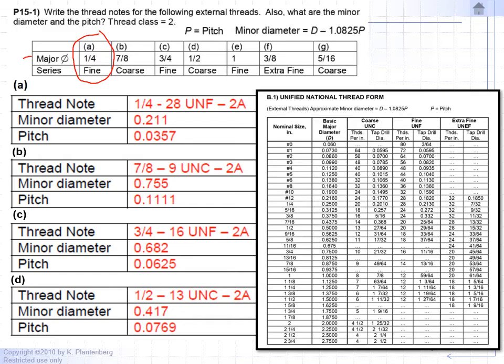So let's take a look at the table on the right. You'll find this table in the back of your textbook. We're going to look down to 1/4. Anything that is 1/4 and higher will be using a whole number or fraction. Anything below it will be using a hashtag number.